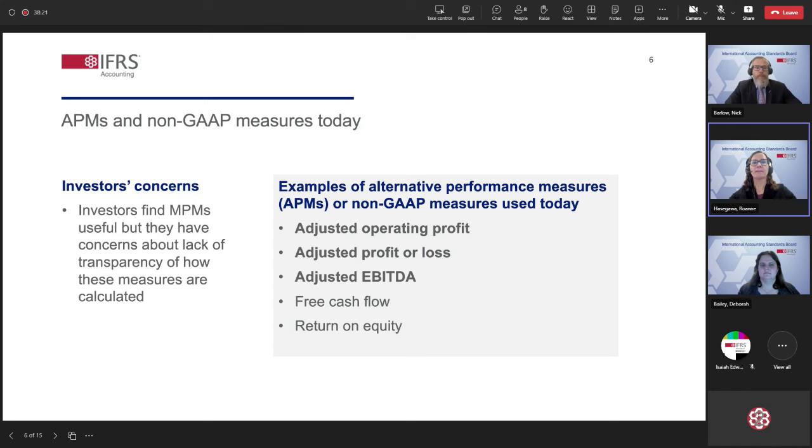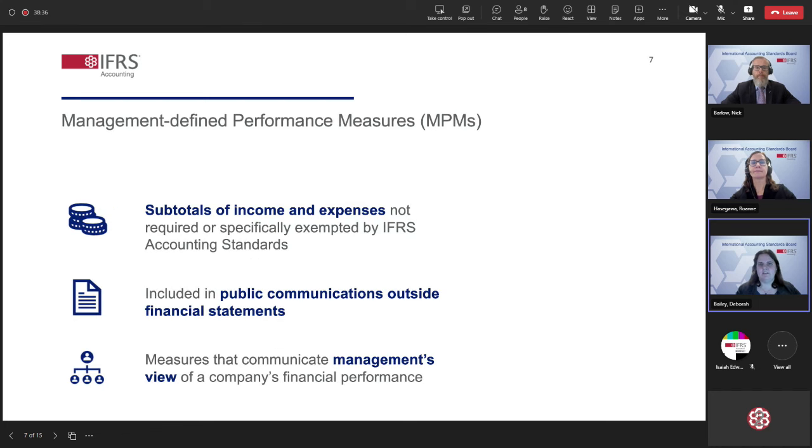Thanks very much for that explanation, Nick. And Deborah, so that our listeners can better understand which measures are in the scope of the MPM requirements, would you be able to explain the key points about the definition of MPMs? Sure. So as you can see on the slide, there are 3 key points within the definition of MPMs.